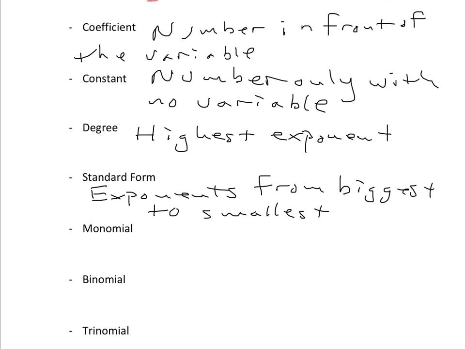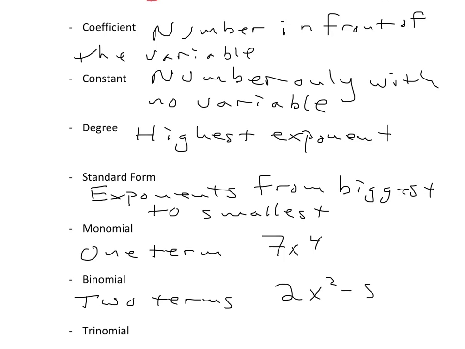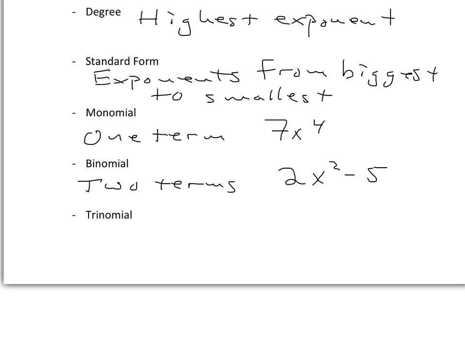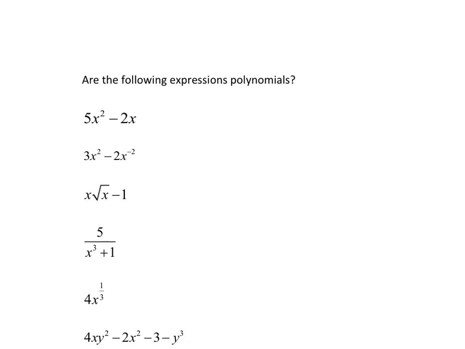So polynomials can have different names. A monomial is a polynomial that only has one term. For instance, 7x to the 4th. A binomial is a polynomial that has two terms. For instance, 2x squared minus 5. And a trinomial, yes, you guessed it, it's a polynomial that has three terms. So 14x to the 5th minus 3x to the 3rd plus x.